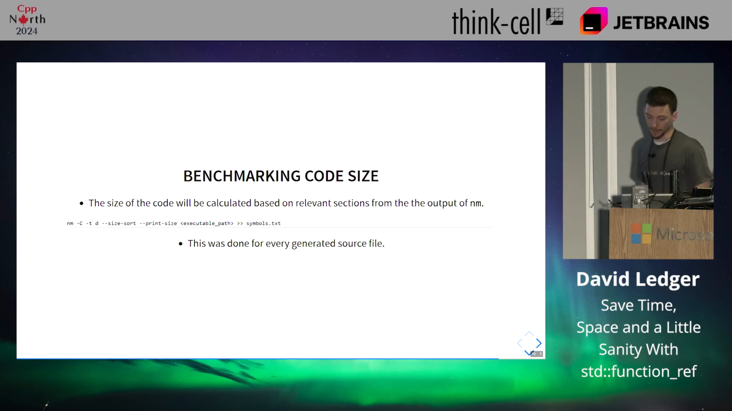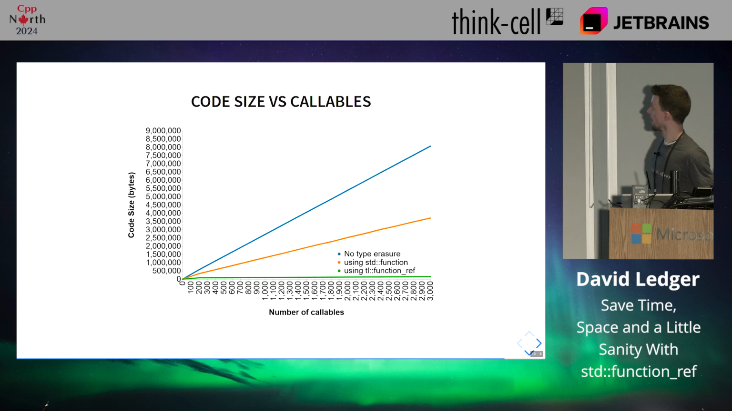I'm going to benchmark the code size just using nm with some filtering. The scripts basically use nm, just filter the result. And this is going to be done for every generated source file. So we're going to compile our generated source and use nm to get our code size. And what we end up with is this.